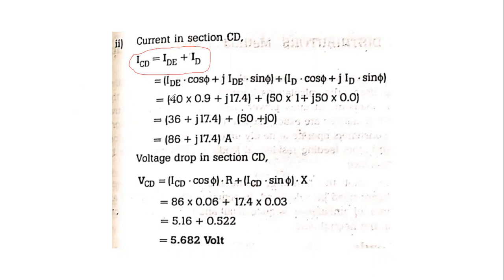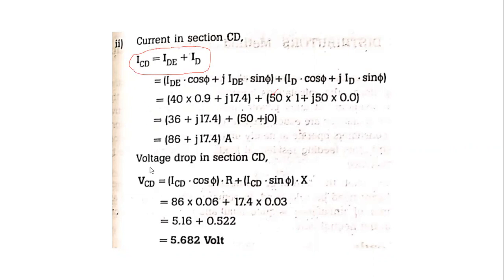IDE is already calculated, that is 40 into 0.9 plus j17.4, plus ID, which is already given in the question, that is 50 amperes at the D point. What is the cos phi value? That is unity, so cos phi is equal to 1, plus j ID, which is 50 into sin phi. Using this cos phi, we determine the sin phi value, that is 0. Then the current across the C to D section is 86 plus j17.4 amperes.